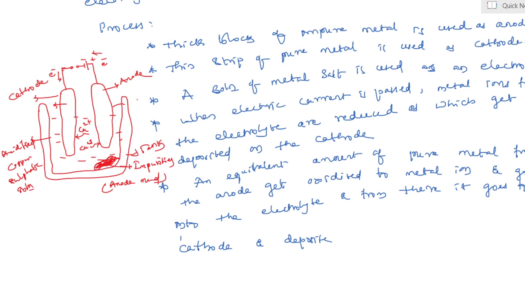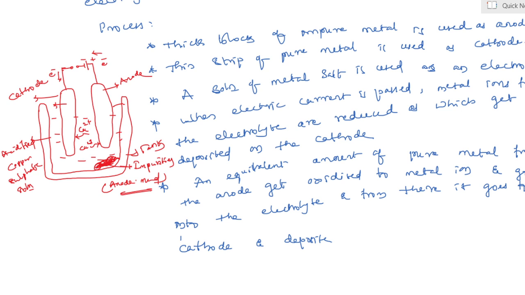This cycle is repeated until the whole of the metal from the impure block is dissolved and deposited on the cathode. The soluble impurities go into the solution, whereas the insoluble impurities settle down below the anode and are known as anode mud. Where do impurities get deposited? At the bottom of the tank. They are termed as what? Anode mud.